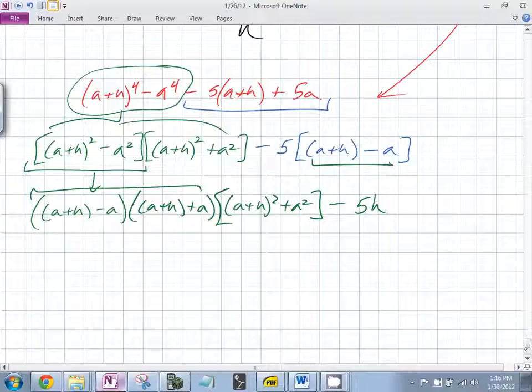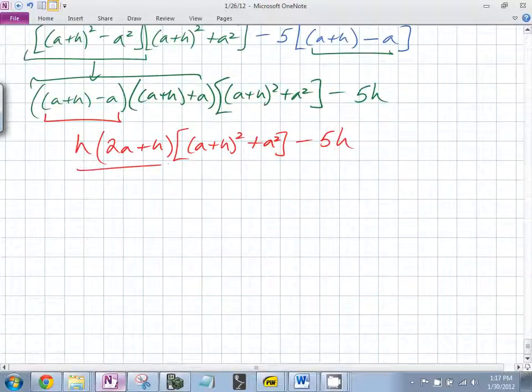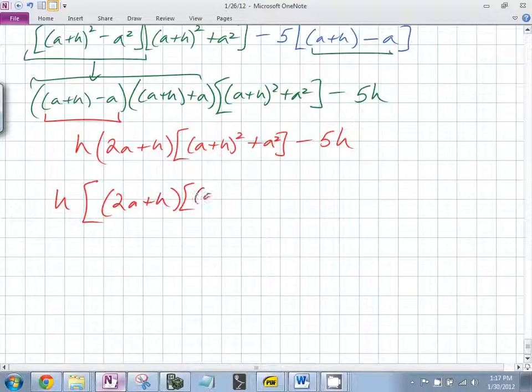Here's the cool thing. Let's simplify and see what happens. This right here turns into what? h. The next thing turns into 2a plus h. Do you agree? And we keep this one the same. Remember what I said? Don't multiply things out unless you have to. Minus what? Is it a squared? A squared. Thank you. Now, there are only two terms here. What's in both of those terms? 2a plus h. Times a plus h squared plus a squared minus 5.